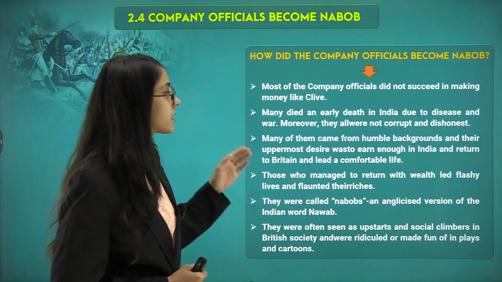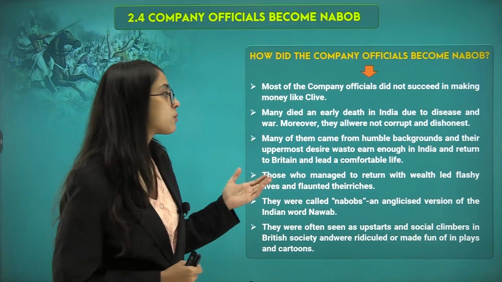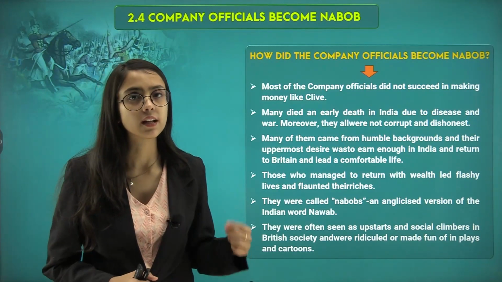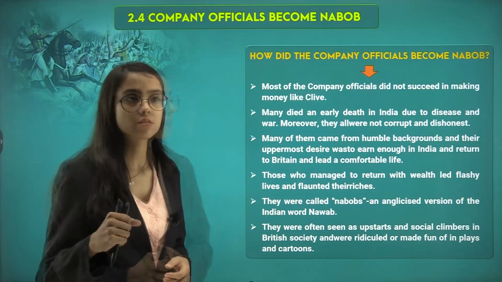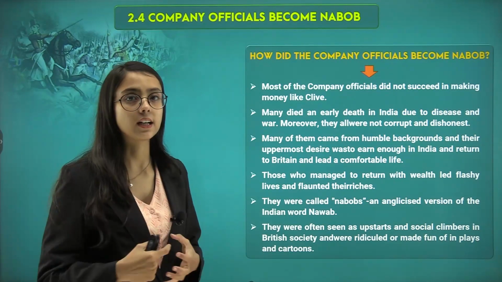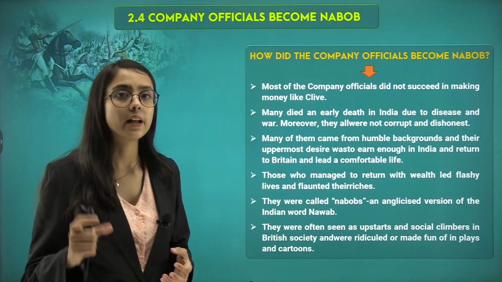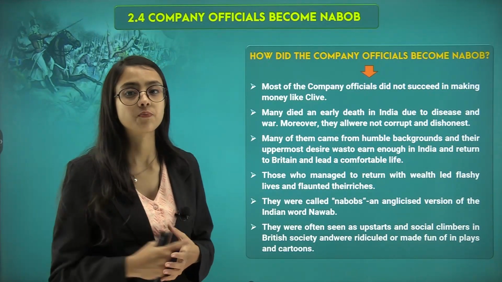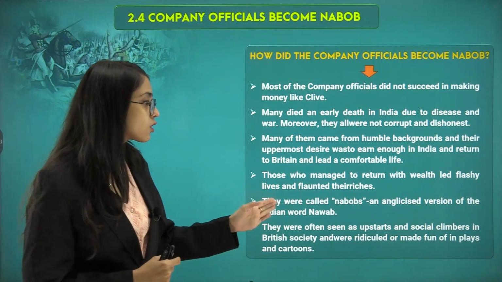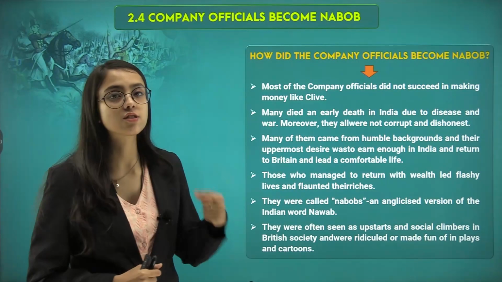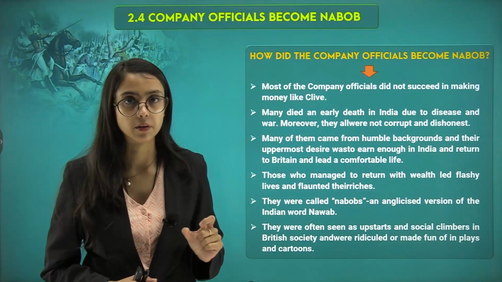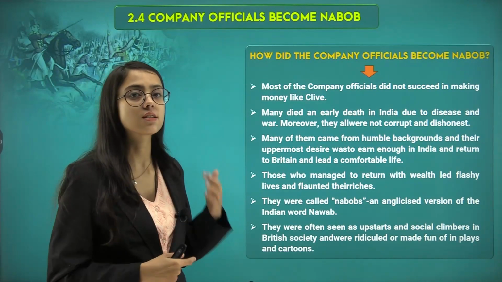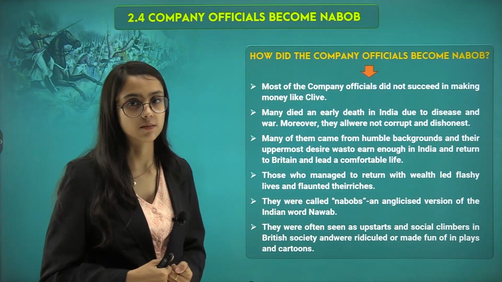Many of them came from humble backgrounds, and their uppermost desire was to earn enough in India and return to Britain and lead a comfortable life. Those who collected wealth in India and returned to Britain led very flashy lives there. They used to flaunt their riches. These people were called nabobs, an anglicized version of the word nawab. So the company officials started to become the nawabs instead.